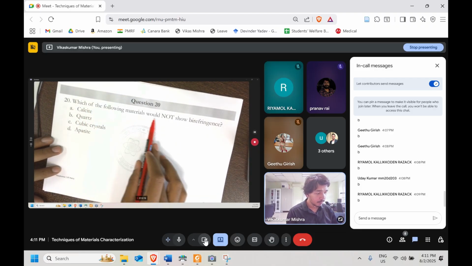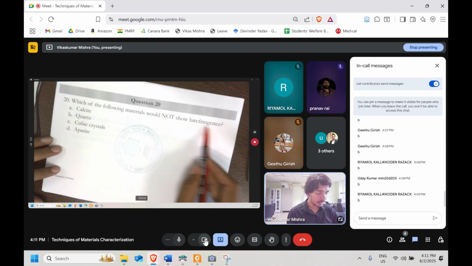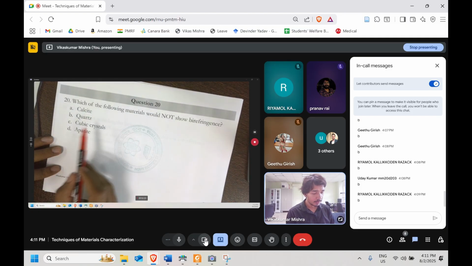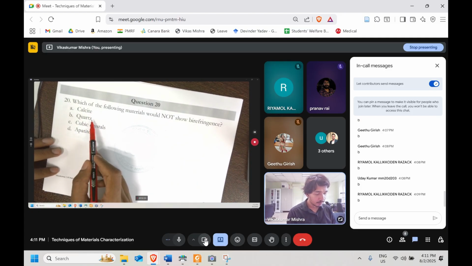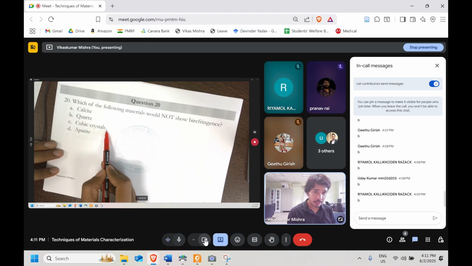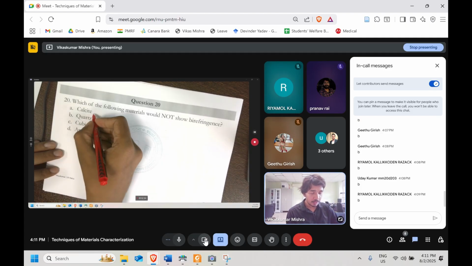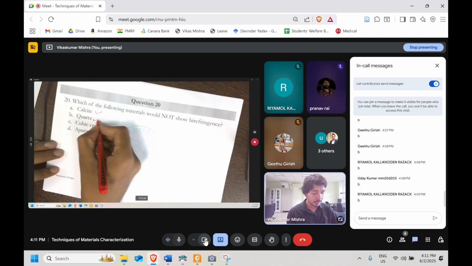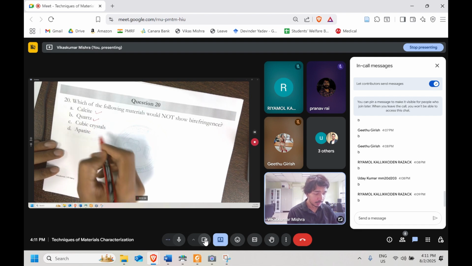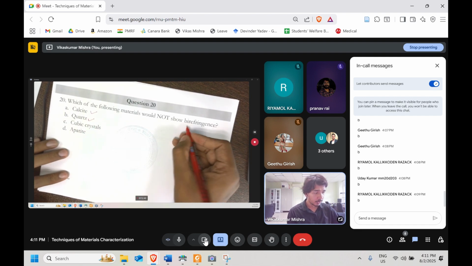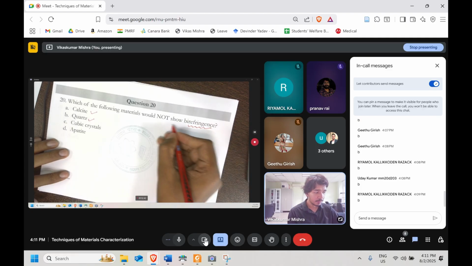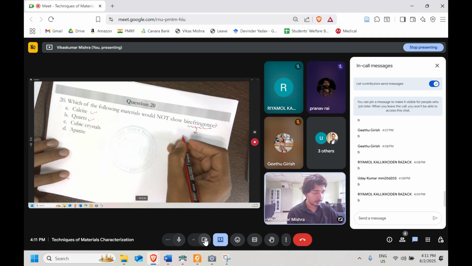Which of the following materials would not show birefringence? Calcite, quartz, cubic crystal, and apatite. See, A, B, C, and D. Among all of these, we know that the birefringent material should be anisotropic.